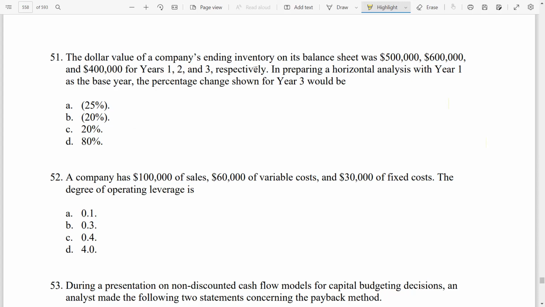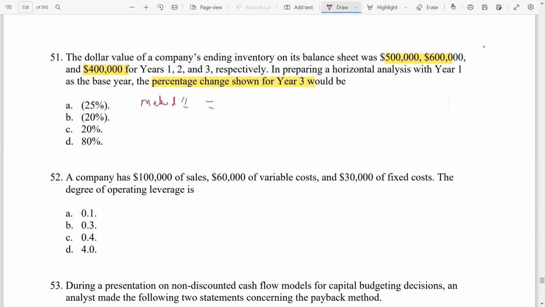The dollar value of a company's ending inventory on its balance sheet was 500, 600, and 400 thousand for years 1, 2, 3, respectively. In preparing horizontal analysis with year 1 as the base, the percentage change shown for year 3 is... All right, so we need to find the percentage change for year 3. There are two methods you can solve this. Let's start with method number 1.